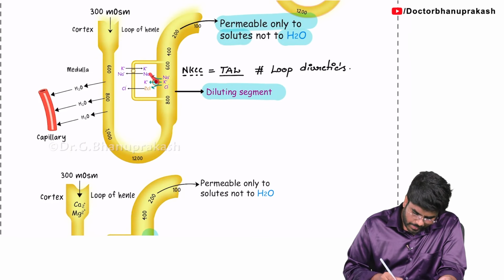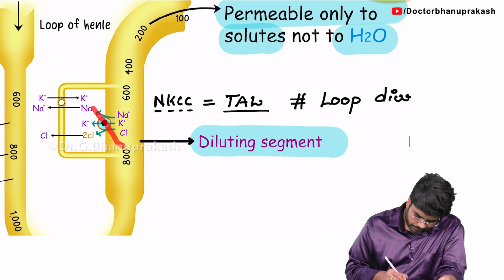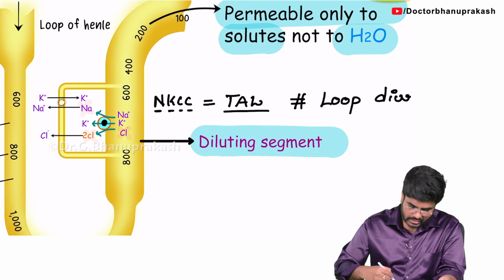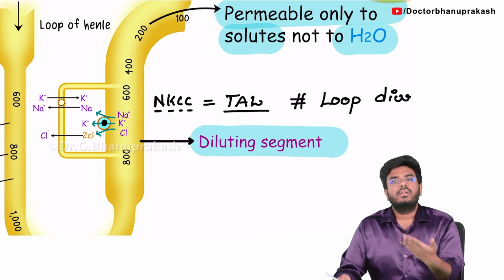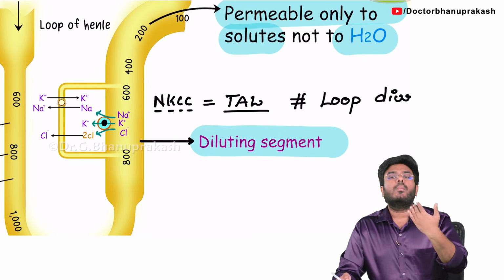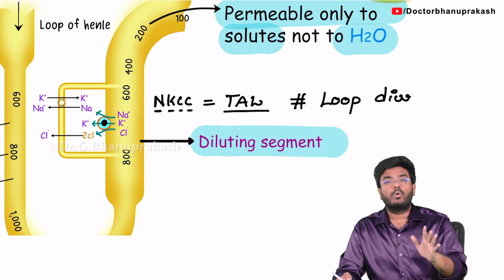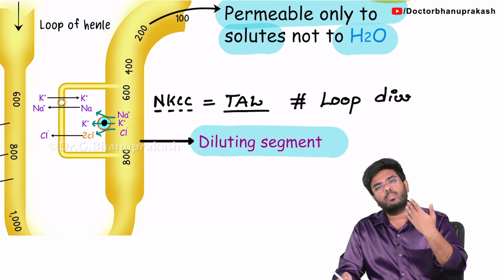Here I am blocking this transporter. When I block this transporter, you tell me, is sodium going into the cell? No. Is chloride going into the cell? No. Sodium chloride is not going into the cell, so where will the sodium chloride go? Sodium chloride is lost in the urine. More and more sodium chloride lost in the urine, more and more water will follow. The more the sodium chloride loss, the more the water loss.